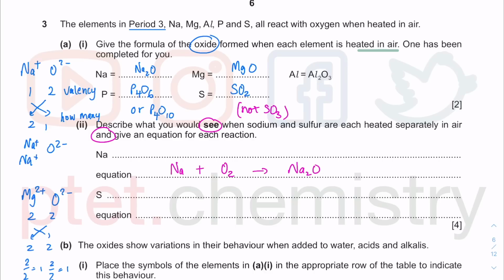So 2 sodium there means 2 sodium there. And 1 oxygen atom there means I have to balance this with 1 oxygen atom. But this is a molecule, so half times O2 gives me 1 oxygen atom, and that equation is balanced. I don't need a state symbol. The question didn't ask me for the state symbol.